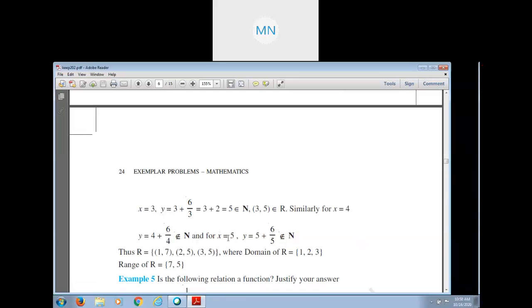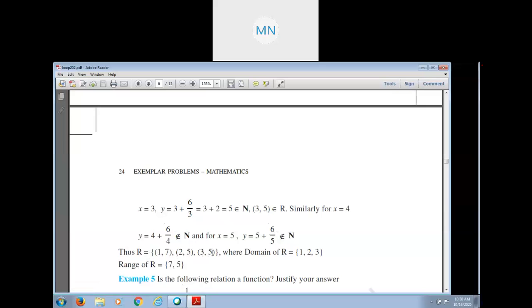Similarly, if we put x equals 5, then this is also not in N, so this ordered pair will not come. After 5, we cannot take the value of x because x is strictly less than 6. So we stop here. Then R is only these ordered pairs: (1, 7), (2, 5) and (3, 5).